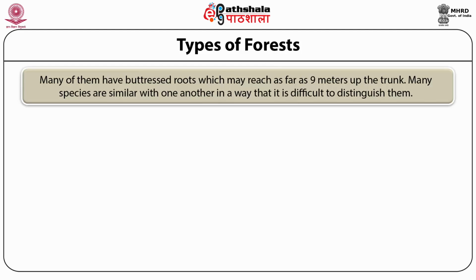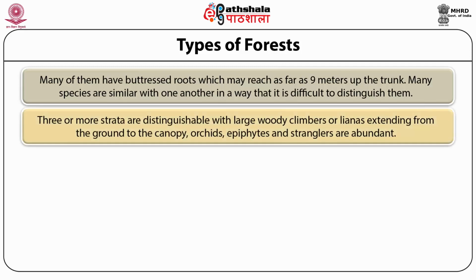Many species are similar to one another in a way that it is difficult to distinguish them. They have generally similar oval medium-sized leaves with drip tips. 3 or more strata are distinguishable, with large woody climbers or lianas extending from the ground to the canopy. Orchids, epiphytes, and stranglers are abundant.